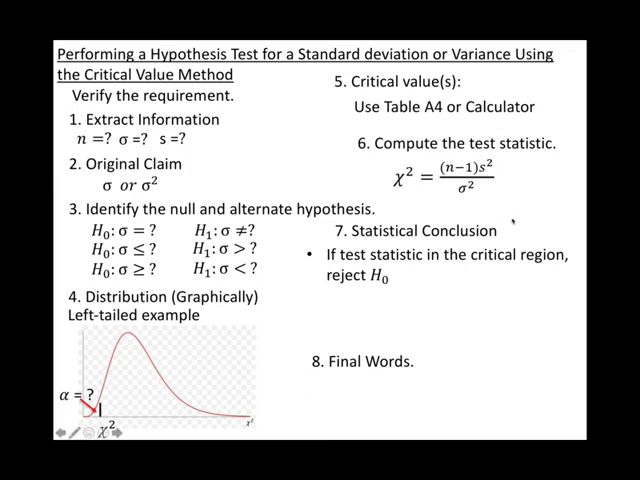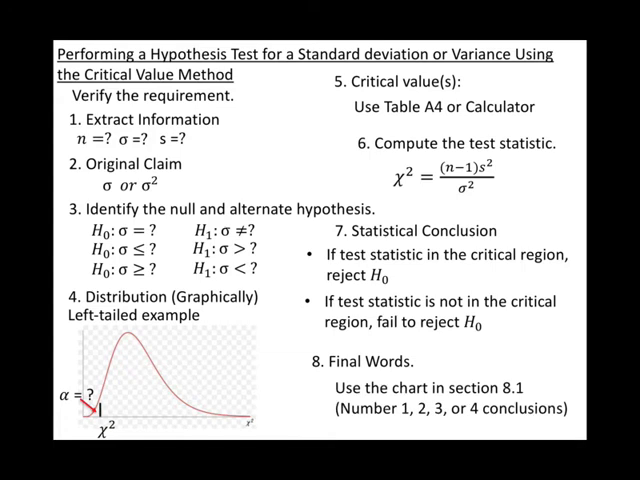Look at the test statistic here. If your test statistic is in the critical region, again, for the left tail here, this is called the critical region, if your test statistic is located somewhere like here, we're going to reject. If your test statistic is not in the critical region, somewhere like here, fail to reject. Same conclusion, the 1, 2, 3, 4 conclusion.